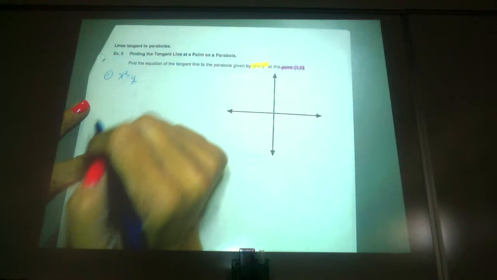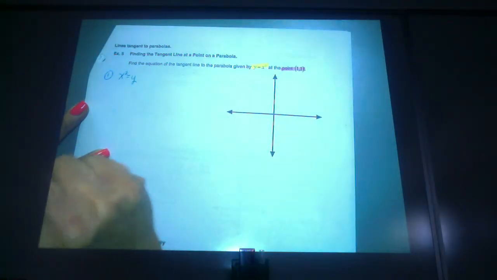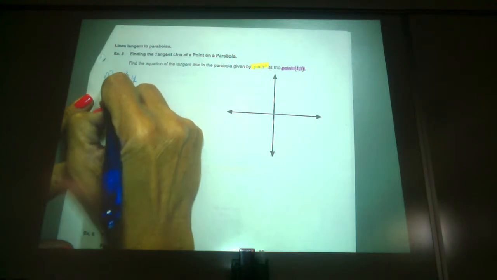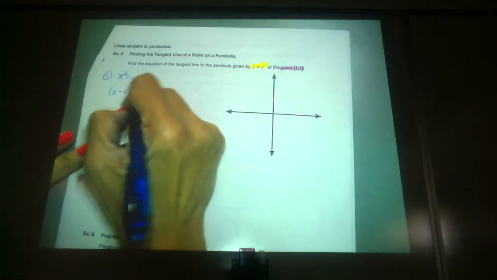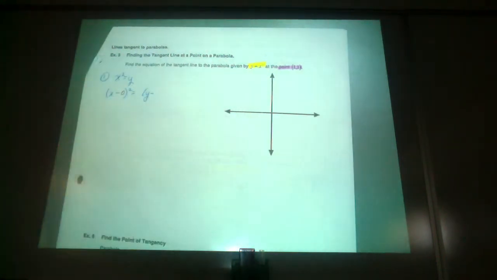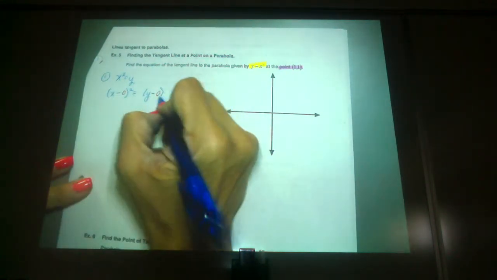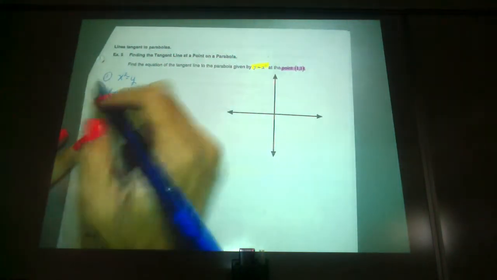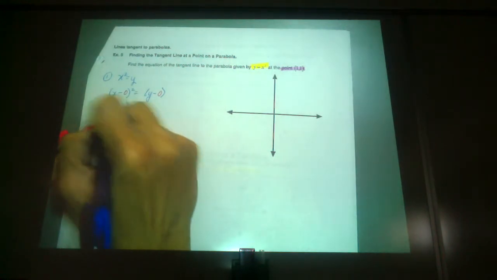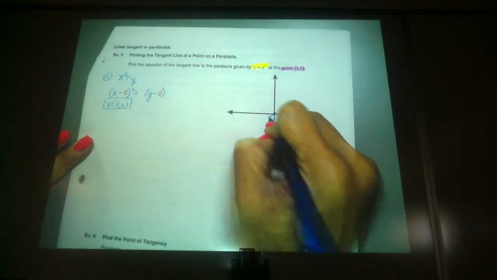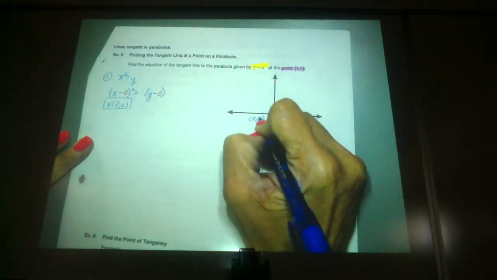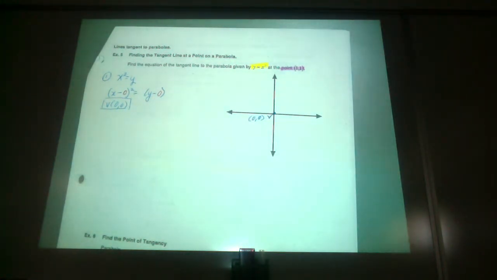What's the vertex? It is 0, 0. So if I were to put this with a parentheses, I would have x minus 0 squared equals y minus 0. So our vertex is indeed 0, 0. So I'm going to plot that. Then if I were you, I would leave some room, because you want some room to see what's going on.